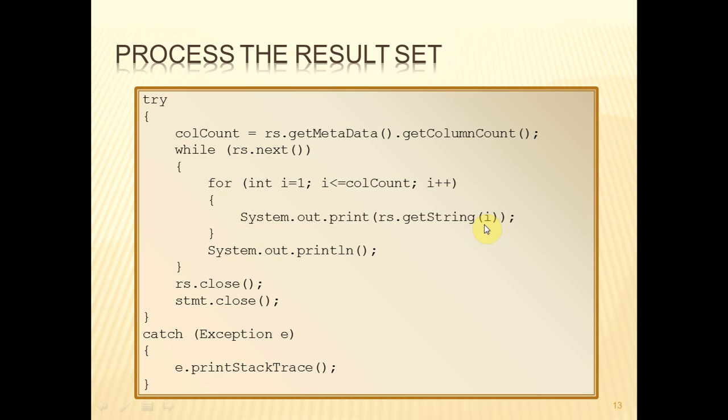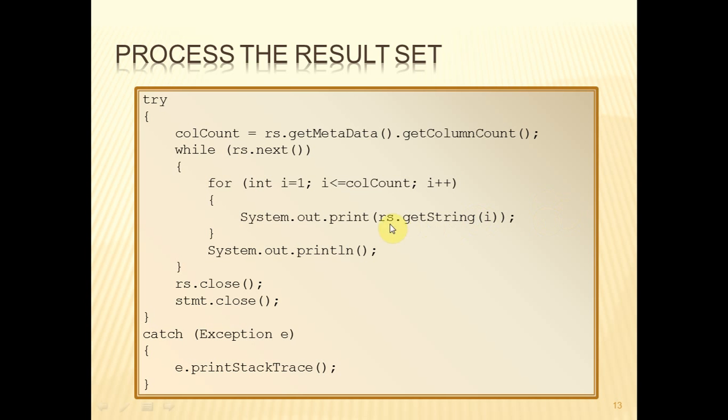The first column in the data set has an index of 1, the second column an index of 2, and so on. Because we don't know what the column names are, we are using the index. On the other hand, if we do know what the column names are in the result set, then instead of using getString I, we could use getString, and then instead of I, we'd put a double quote, the name of the column, double quote. And so we're then extracting the data by column name instead of by index.